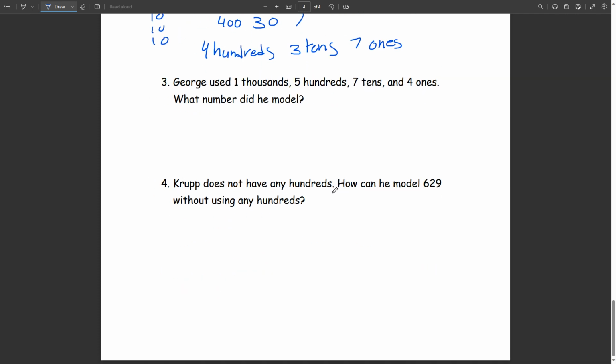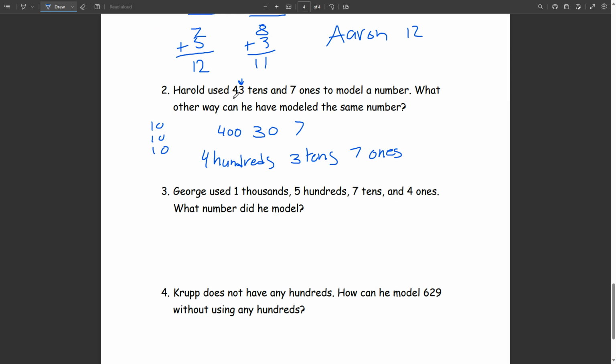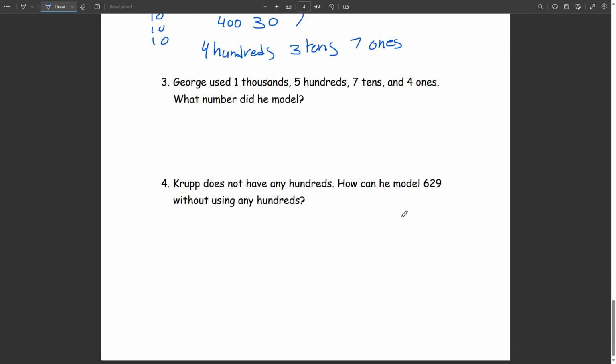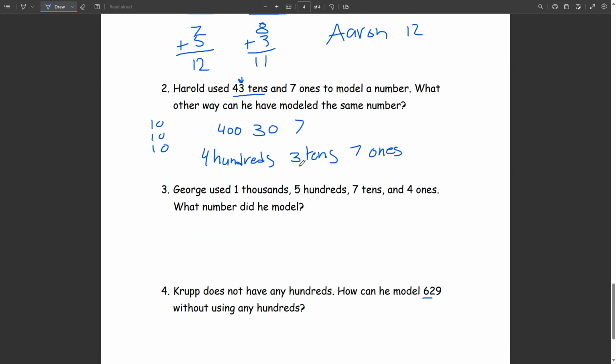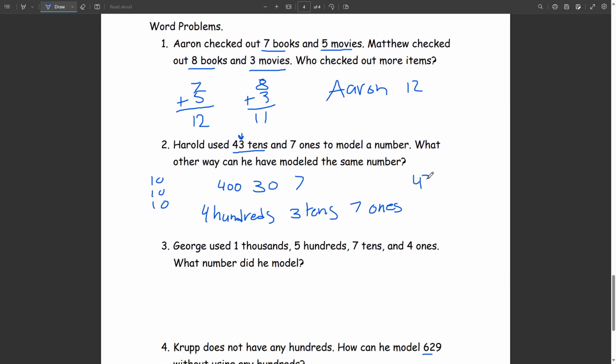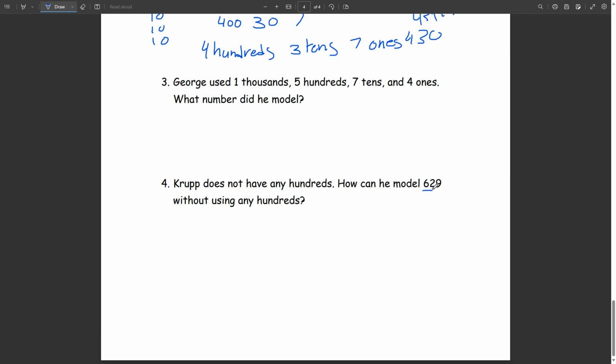So Krupp does not have any hundreds. How can he model 629 without using any hundreds? So just like this one, 43 tens. The 4 would mean 400, right? So if you want to make the 6 into a 600, we can also just write like 43 tens. So 43 tens would be 430, right? So we can do the same thing. So instead of 600, we can do 62 tens. And 62 tens, this is a 10, which adds a 0, so it'd just be 620. And now 620 is just 62 tens, and then we just do 9 ones. This is a different way to write it out.